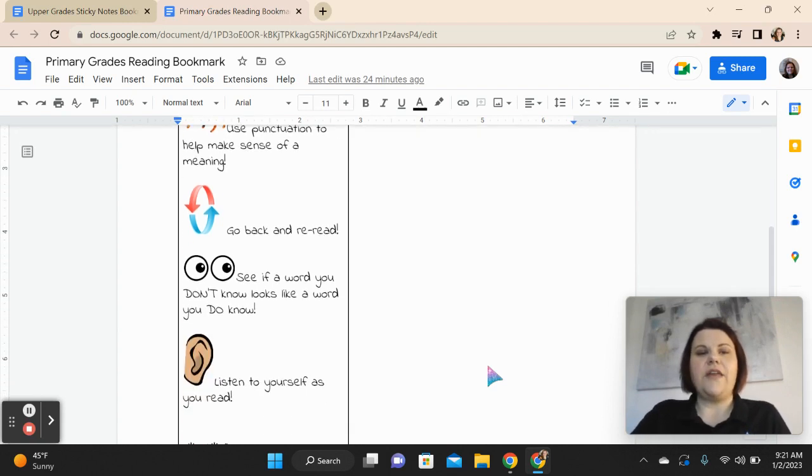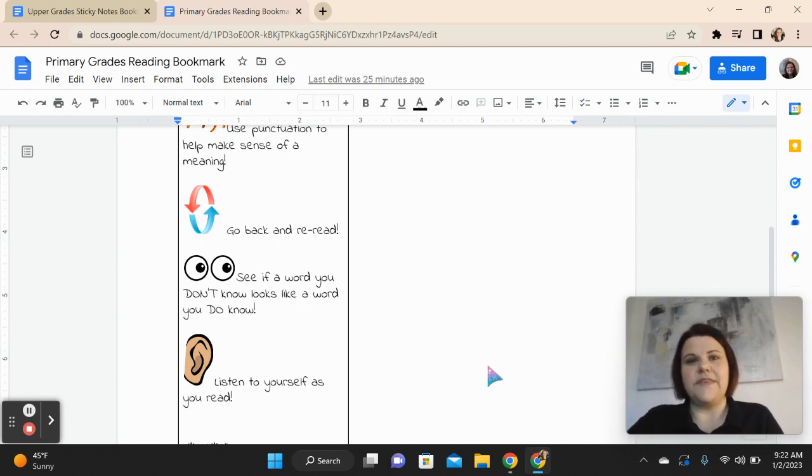So after they've read a story, I encourage them to go back and reread the story. You can't get everything from a text the first time you read it through. So I encourage students to go back and reread. See if there's a word that you don't know, and try to figure out using context clues what that word means. Or does that word look like a word that you do know? And can you try to figure out what that word means before I tell you what it means?